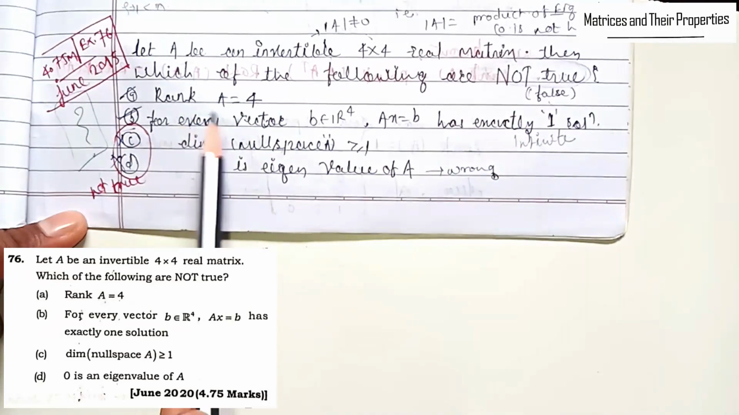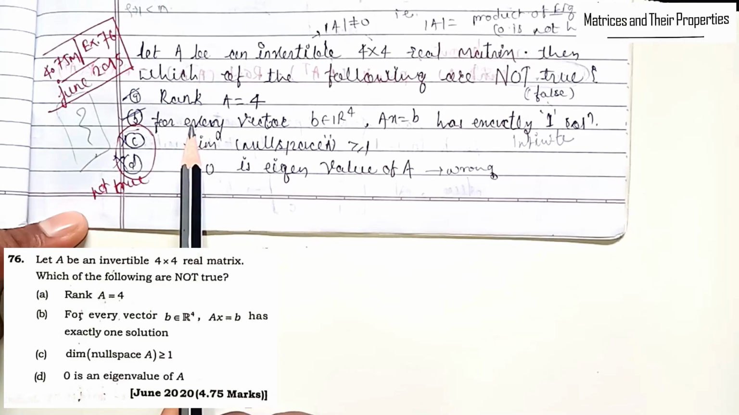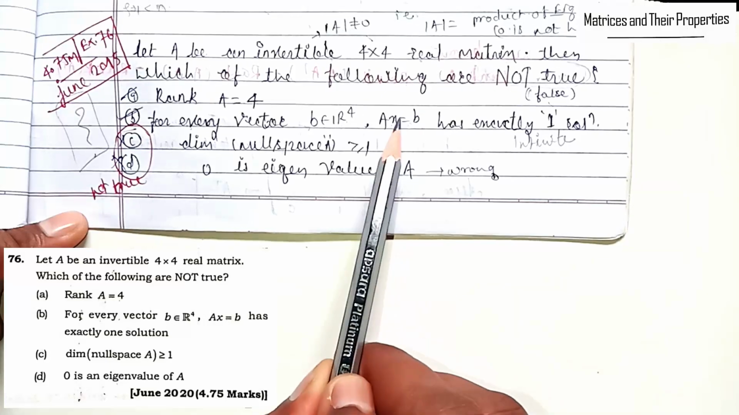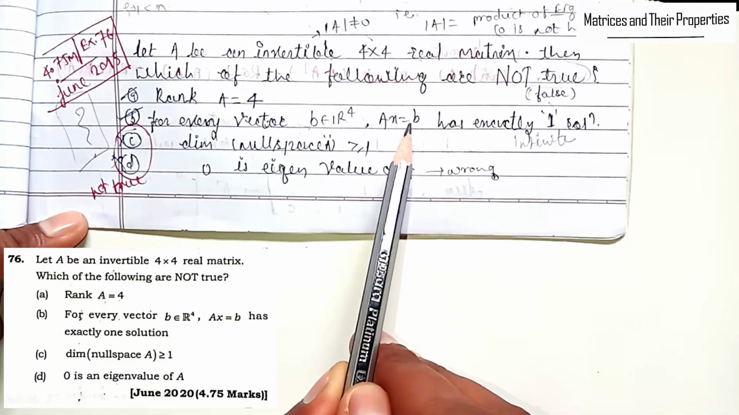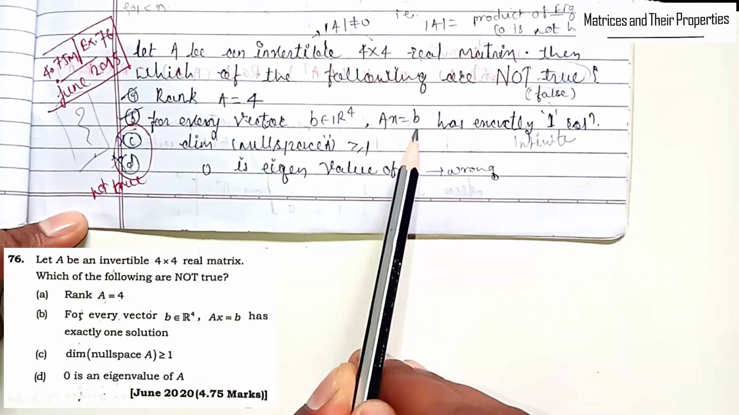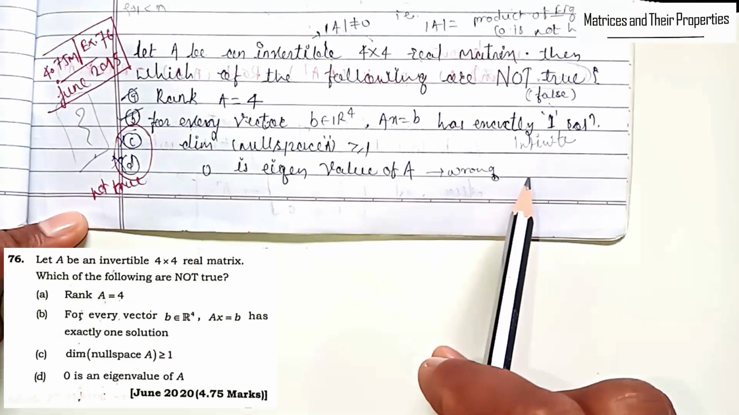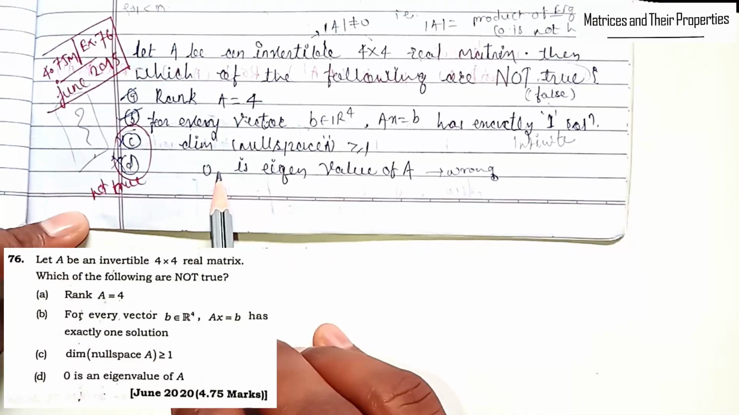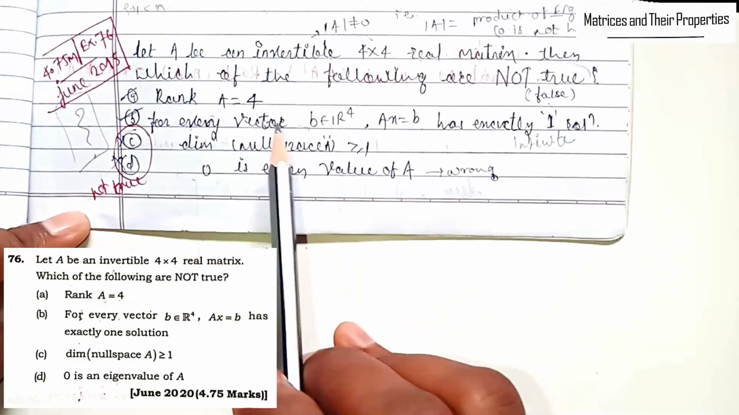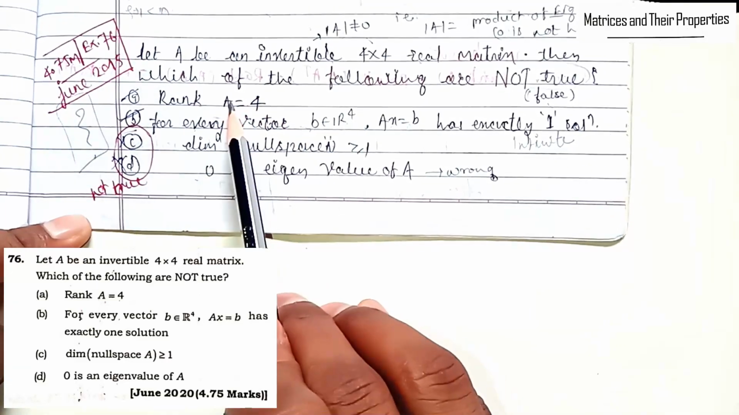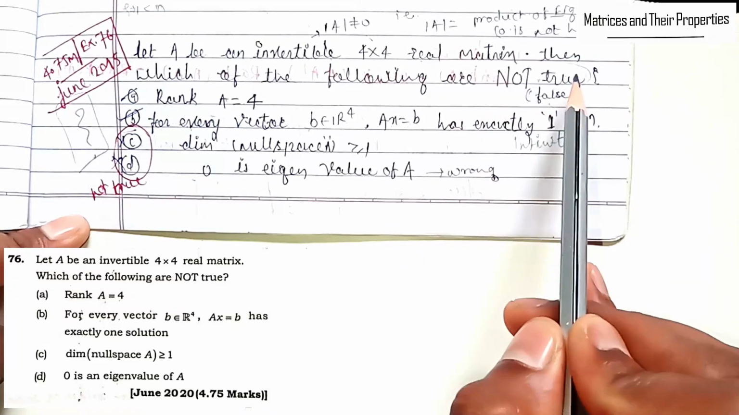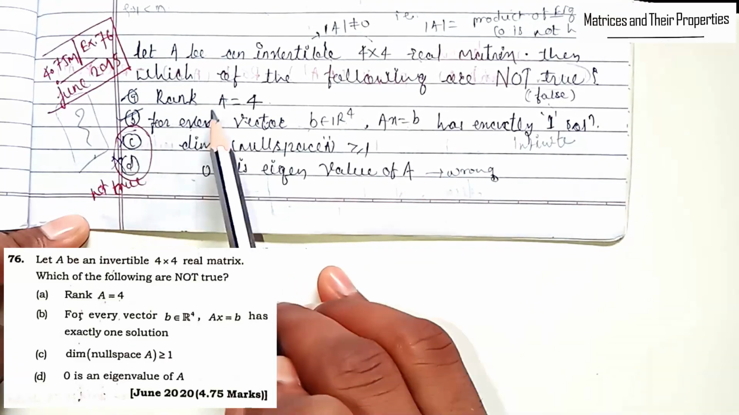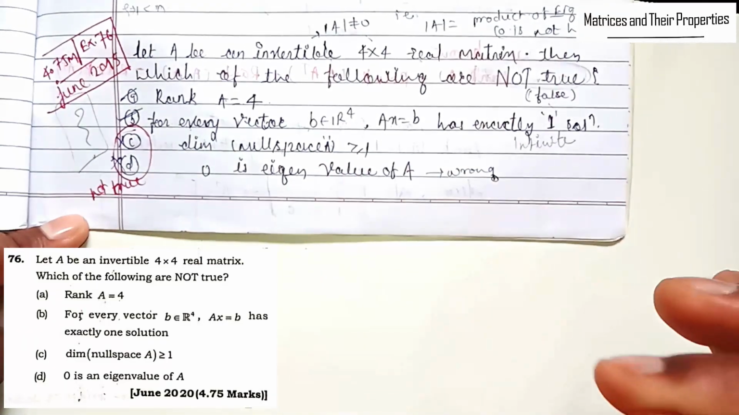The first option: rank of A is 4. For every vector b belonging to R^4, Ax = b, which represents a non-homogeneous system of equations, has exactly one solution. Option C: dimension of the null space is greater than or equal to 1. And 0 is an eigenvalue of A. So we have to check which option is correct and then select only the not true ones. We have to go in the exact opposite direction.